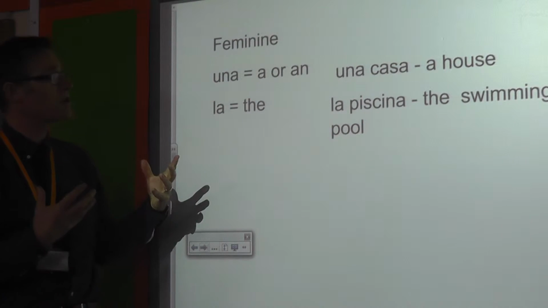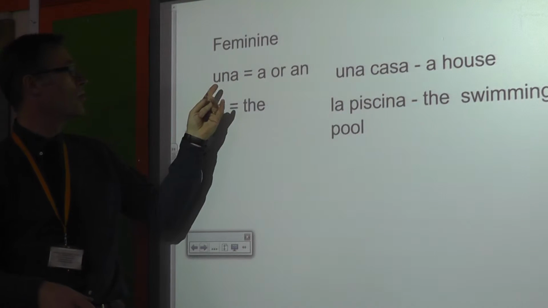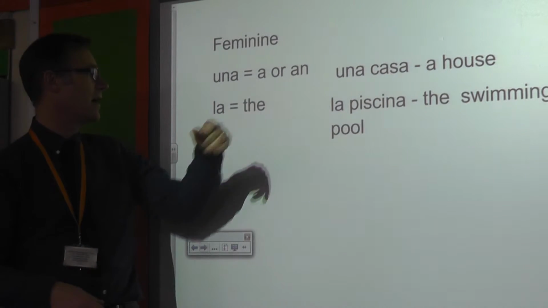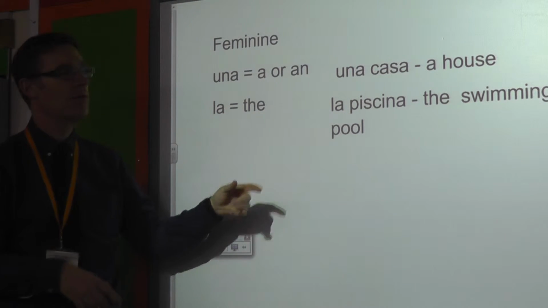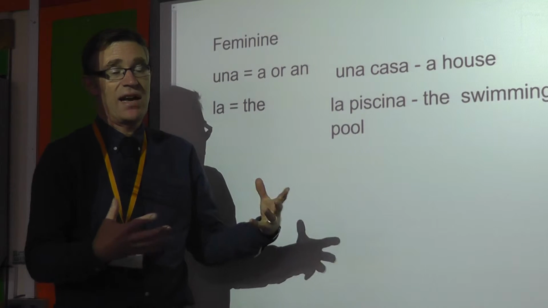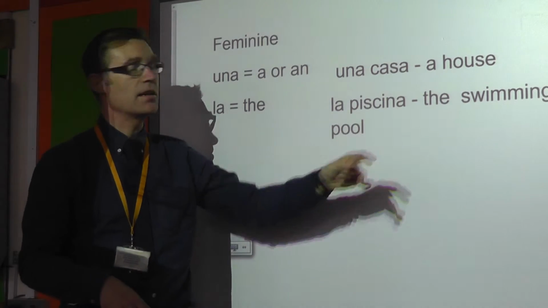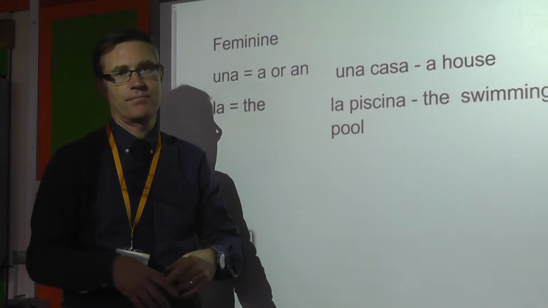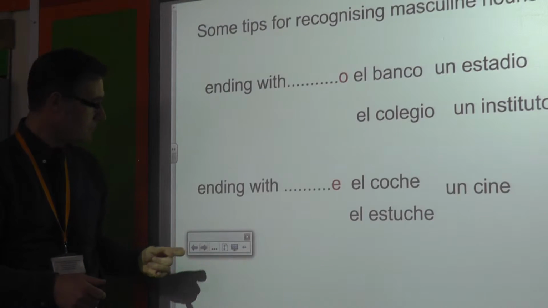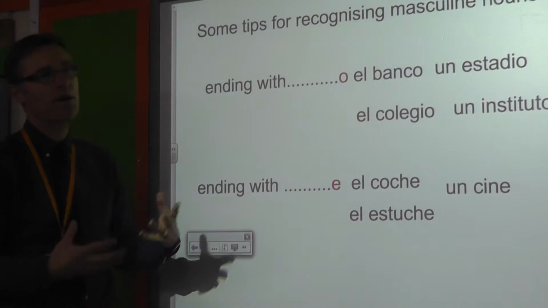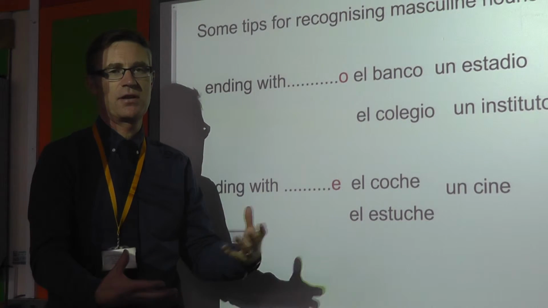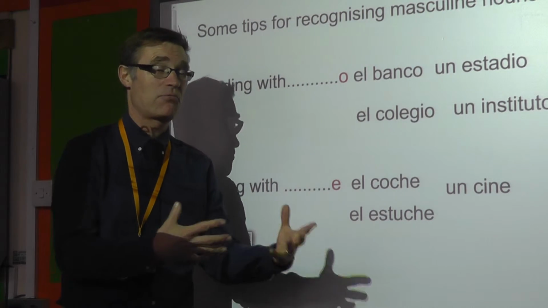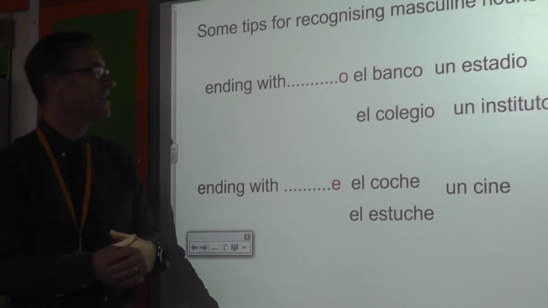And then the equivalents on the feminine side, we've got una, which is a or an, la, the. Una casa, a house. La piscina, una casa. So, how do we know if it's masculine or feminine? Because it is really important, as we'll see in a later video.